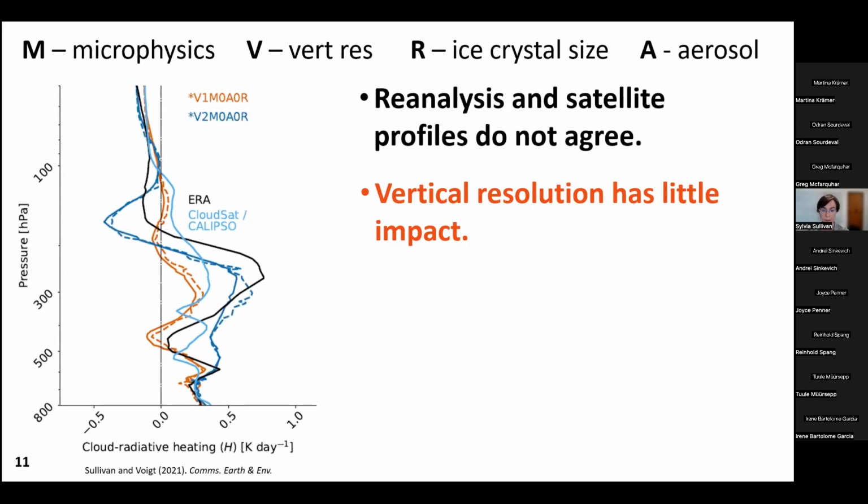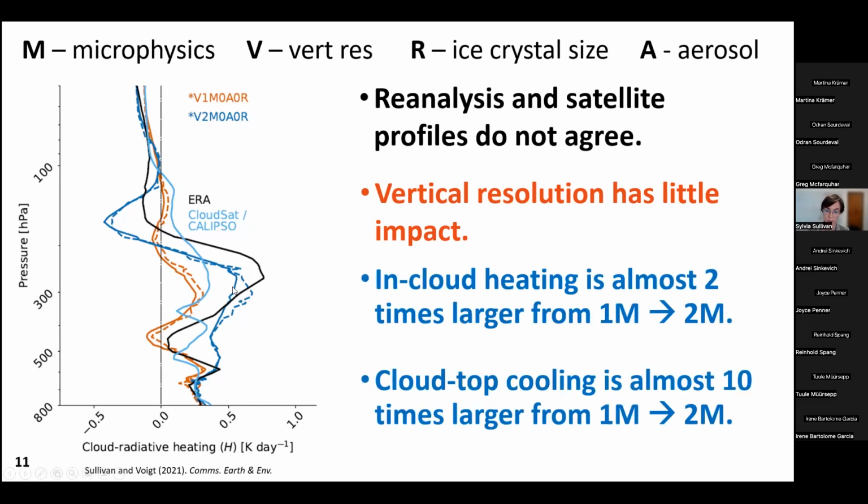What does have a big impact is switching from a 1 moment to a 2 moment microphysics scheme. And so you can see that heating cooling dipole that I mentioned before is stretched out in the 2 moment scheme. So we get about 2 times as much in-cloud heating and almost 10 times as much cloud top cooling from switching the microphysics scheme.